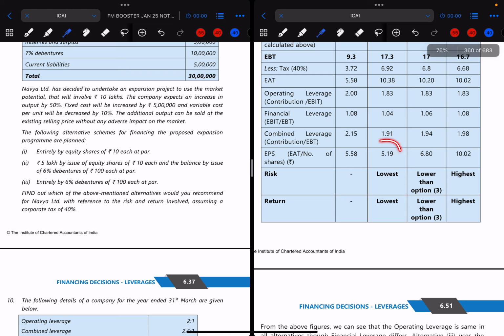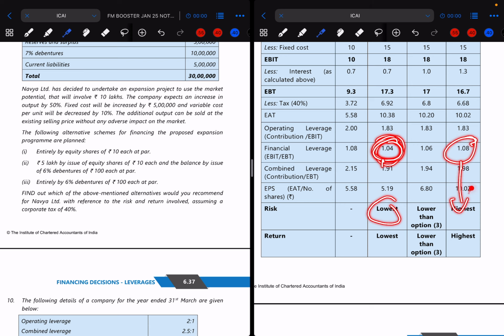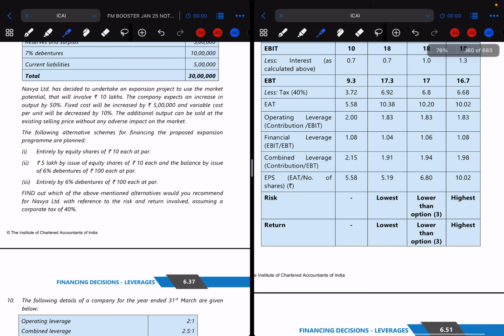And then, if there is low financial leverage, then low risk; high financial leverage, high risk. Simple. And here the return is also lowest and also highest, that is EPS.